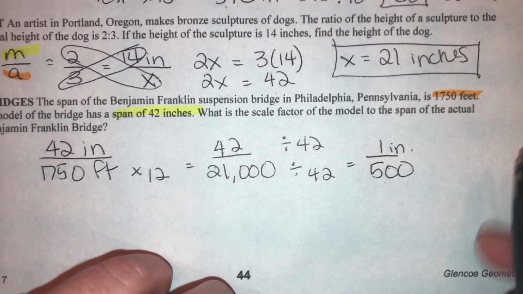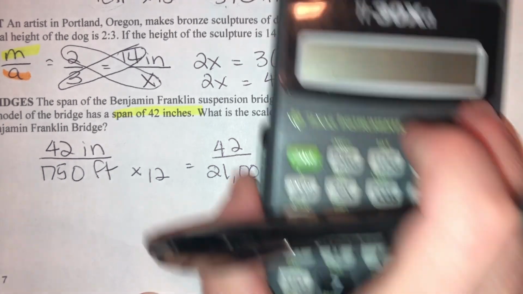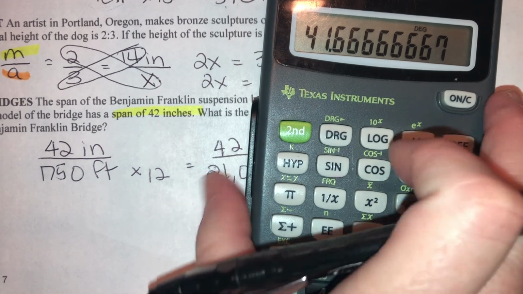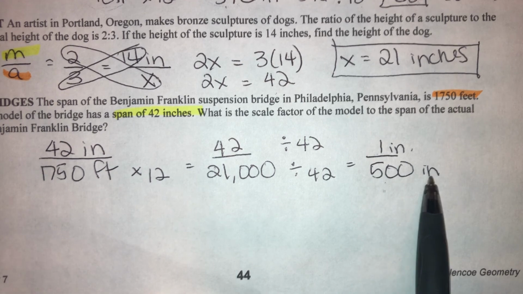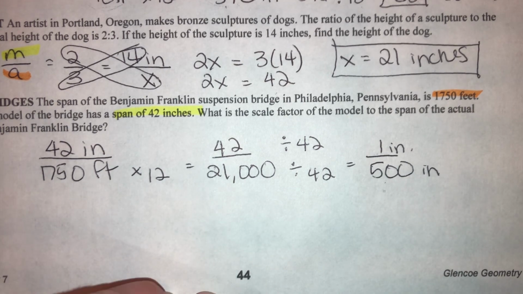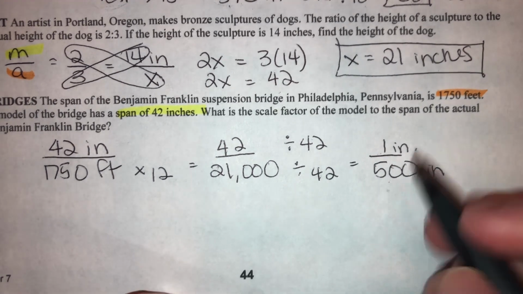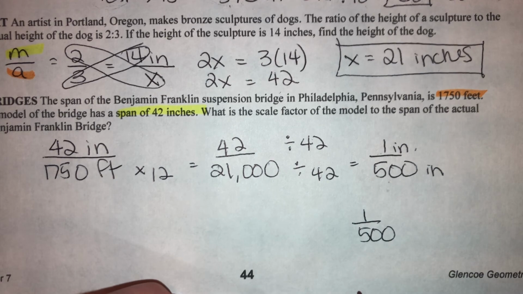Makes sense. And if you wanted to put it back in terms of feet, which I don't know why you would, 500 divided by 12 would be almost 42 feet. So for every 1 inch of the model, there's about 42 feet of bridge. Makes sense, right? So our scale factor of our model is 1 over 500 when they're in the same units of measure.